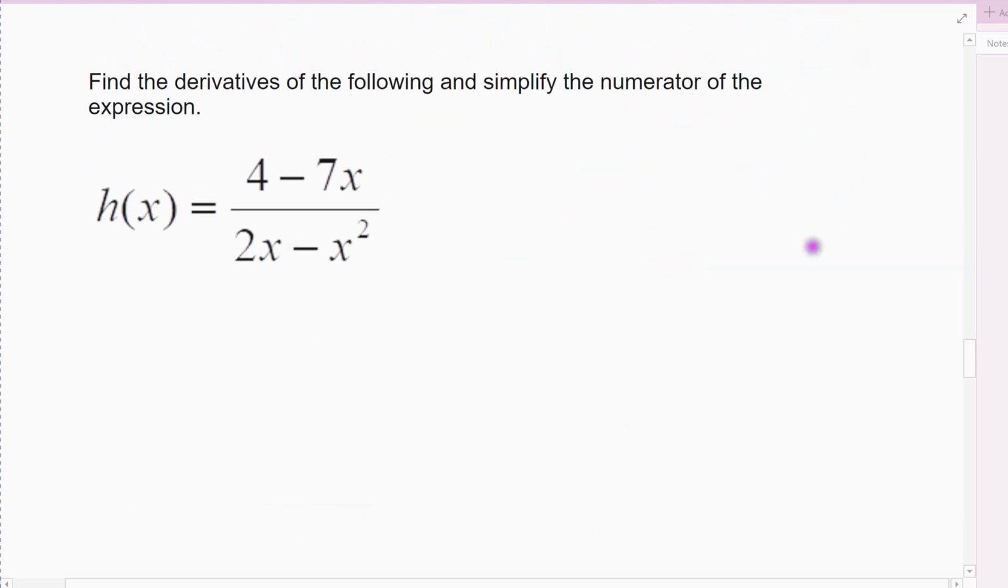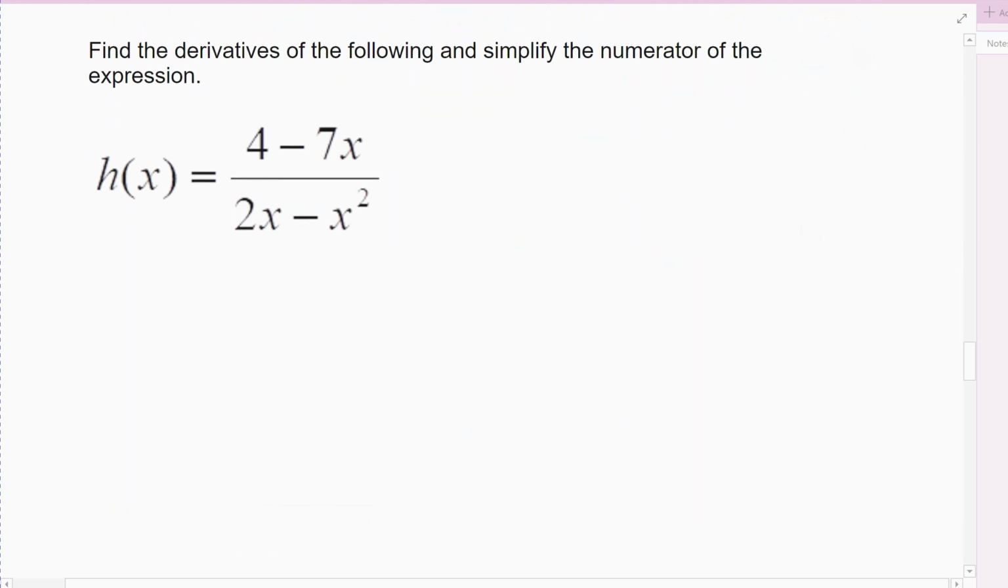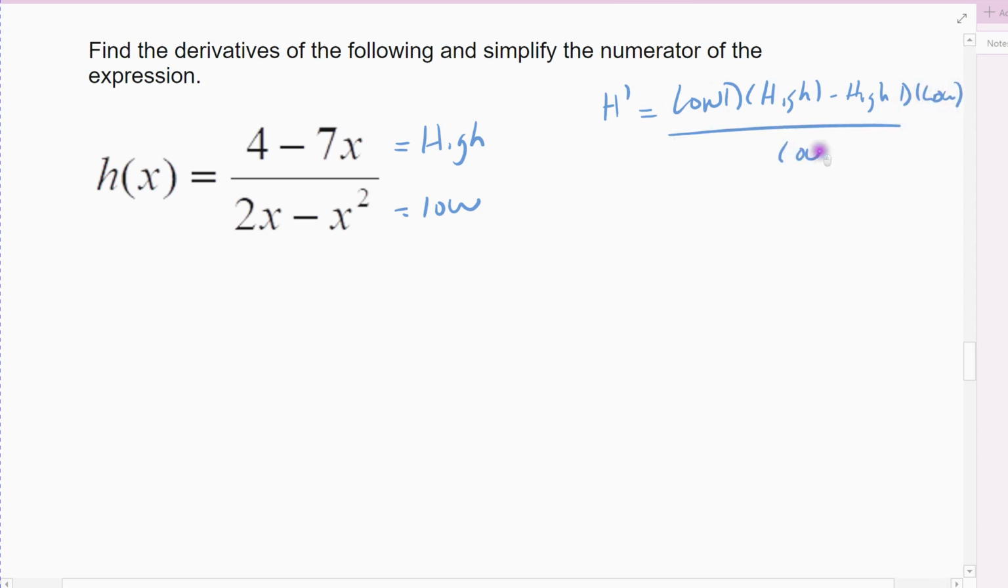So, first example. Alright, so here I've got my function. Again, I can't simplify that. There's no way to rewrite that as a power function. So I have to use the quotient rule. So this is my high function. This is my low function. Alright, so I'm going to write out the rule. The derivative is low d high minus high d low over low squared.